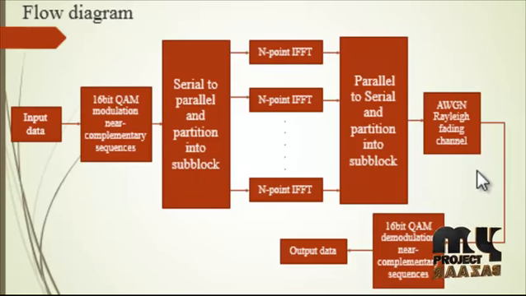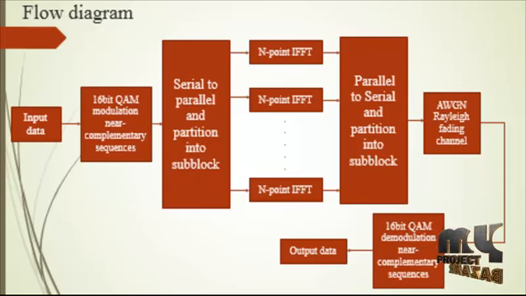Then for the channel, we use an AWGN Rayleigh fading channel. AWGN is the additive white Gaussian noise process. Then on the receiver model, we have 16 QAM demodulation of near complementary sequences, and finally we get the output, which is the PMEPR reduction.